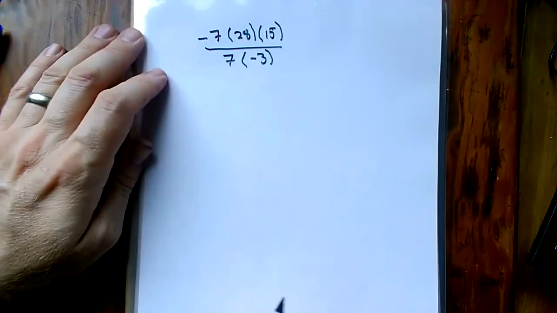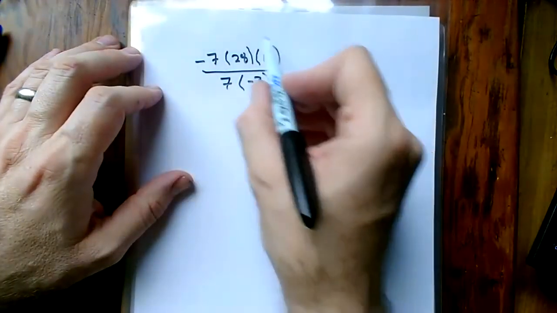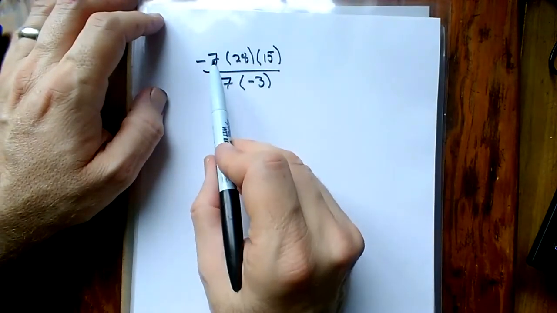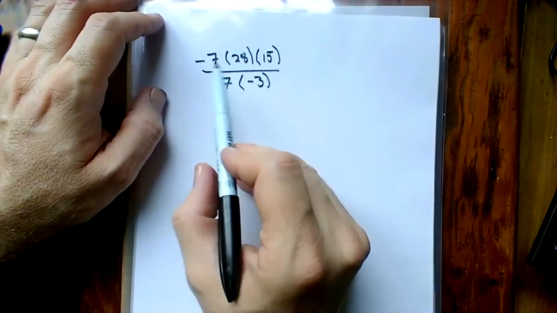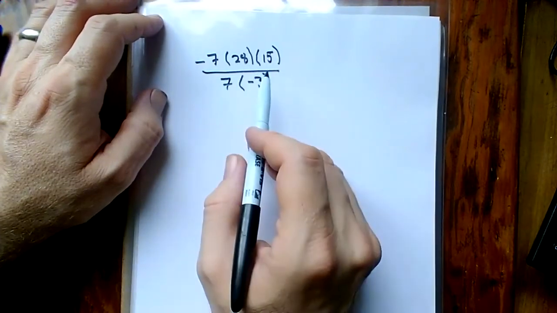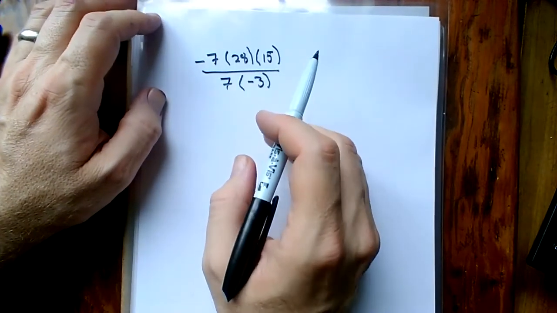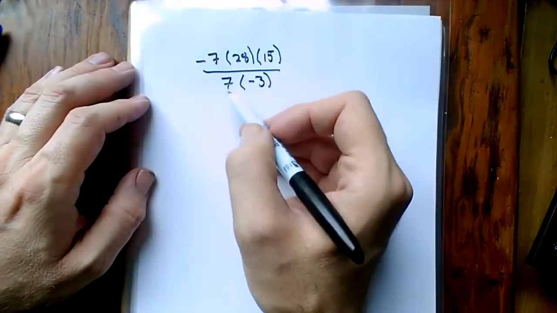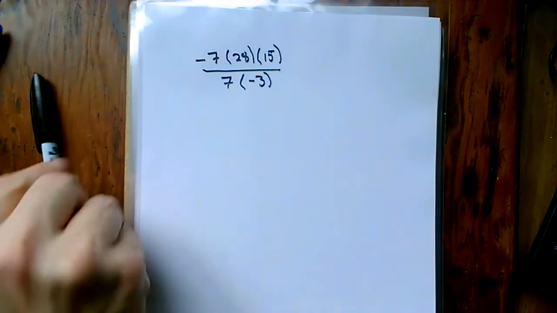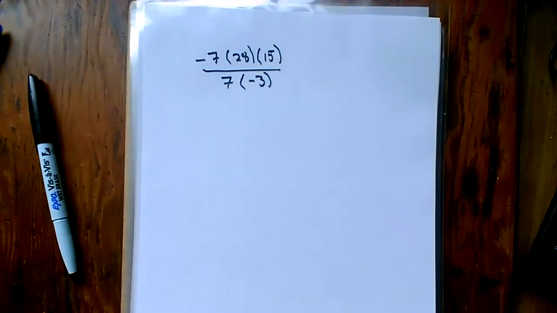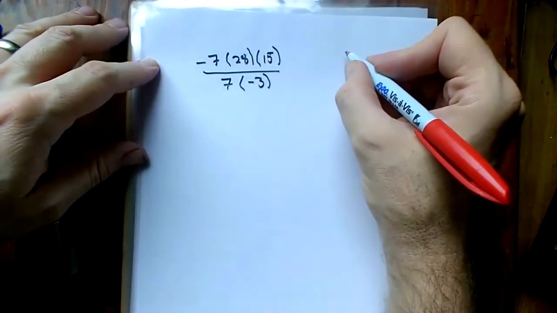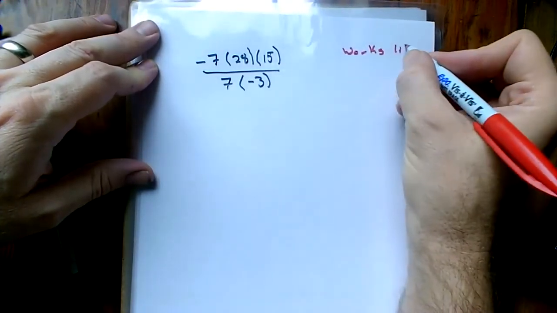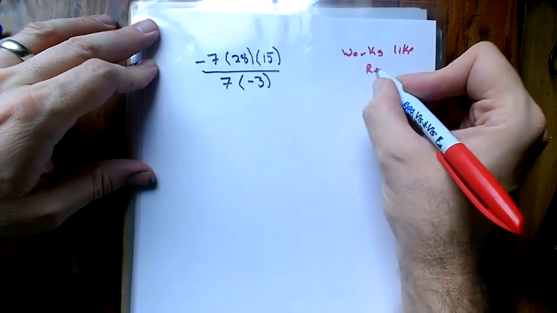Now, in some ways, it is perfectly acceptable to do things like multiply across, multiply the top, multiply the bottom, and then do the division. This also works a little bit like any fraction. You could technically do this division in any order you want, and this basically works like reducing a fraction.